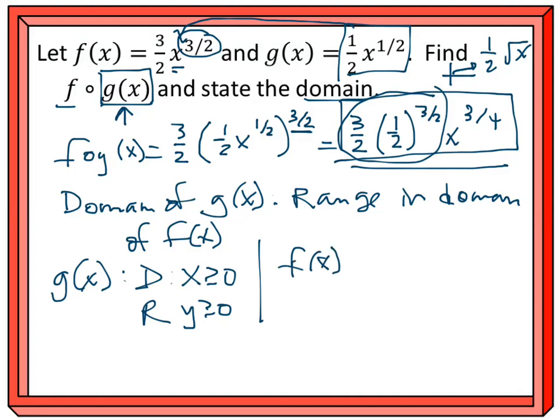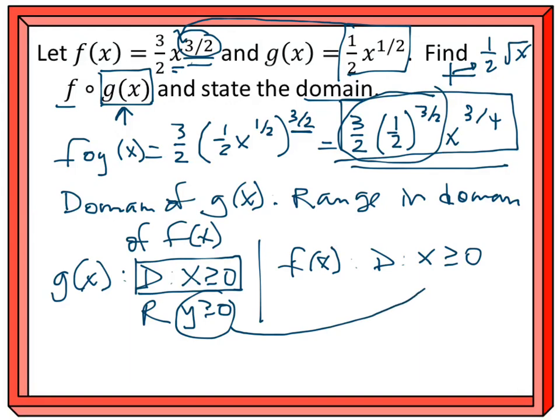F of x, we need its domain. Since this is also an even root, we already stated that the domain is x is greater than or equal to 0. So the domain of the composition should be the domain of the interior function, which is g of x, as long as its range is completely contained within this. Since all positive numbers in 0 is exactly equal to all positive numbers in 0, then we're good to go. And what I put in the box right there, this is the domain.